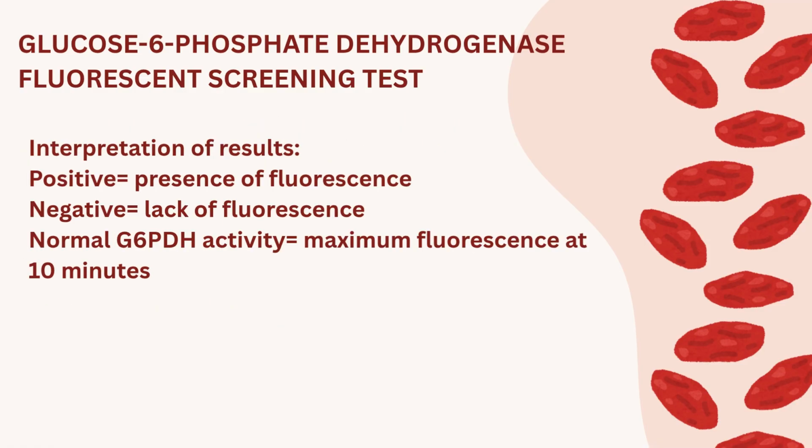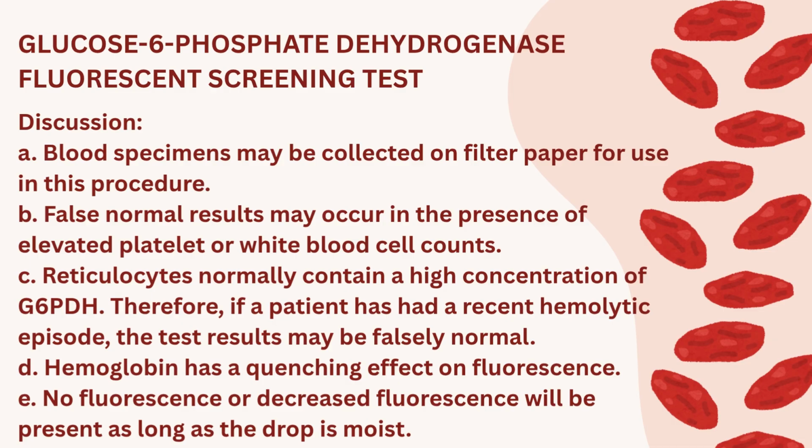So for the interpretation of results, positive if there is presence of fluorescence and negative for lack of fluorescence. For normal G6PD activity, the maximum fluorescence is at 10 minutes. Blood specimens may be collected on filter paper for use in this procedure.